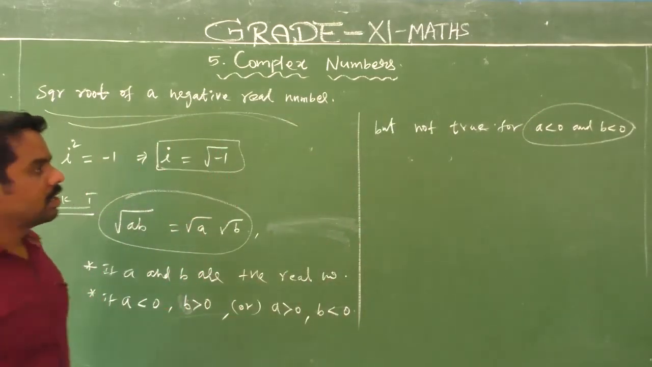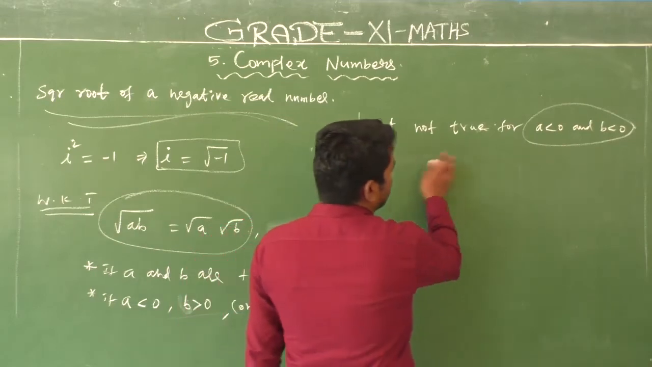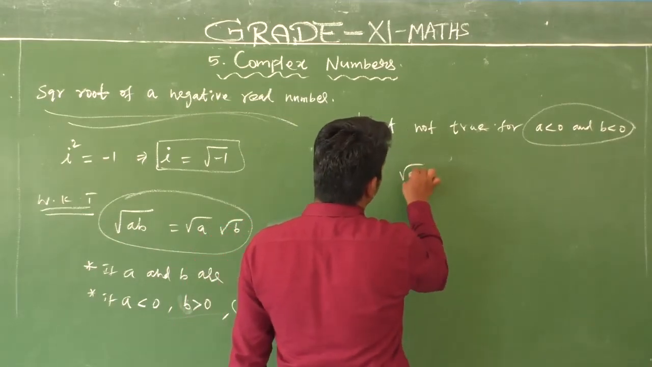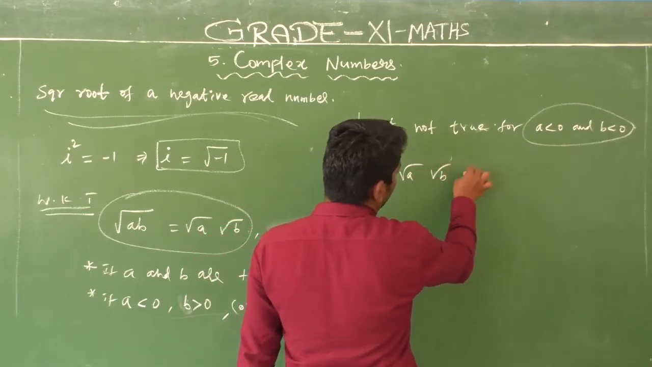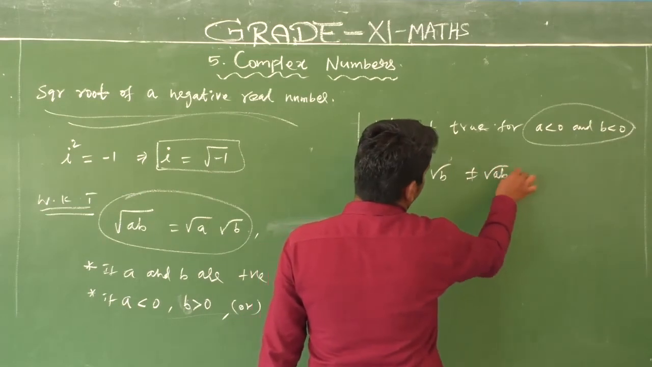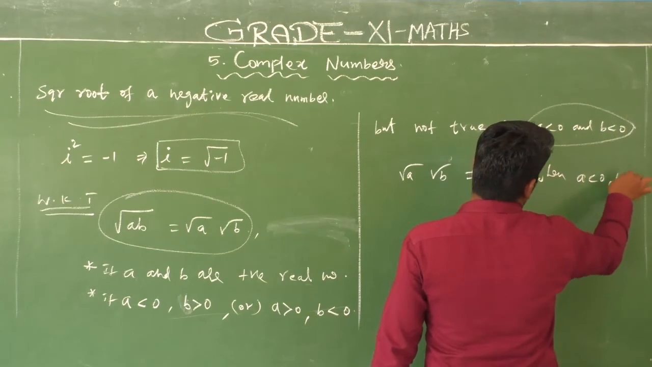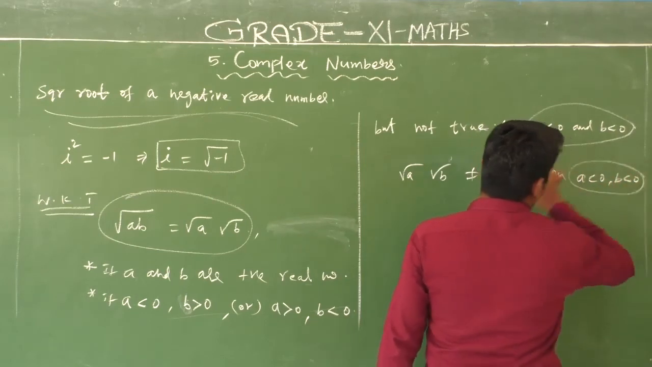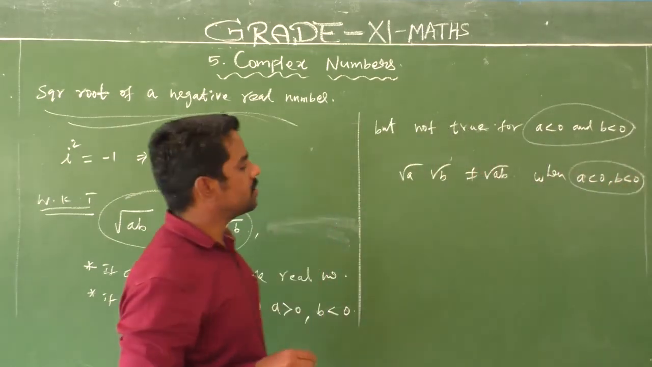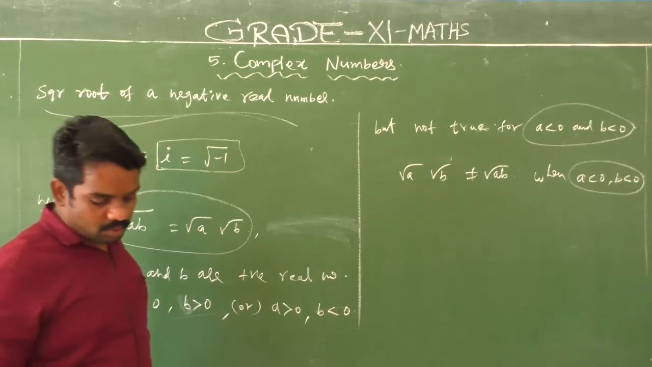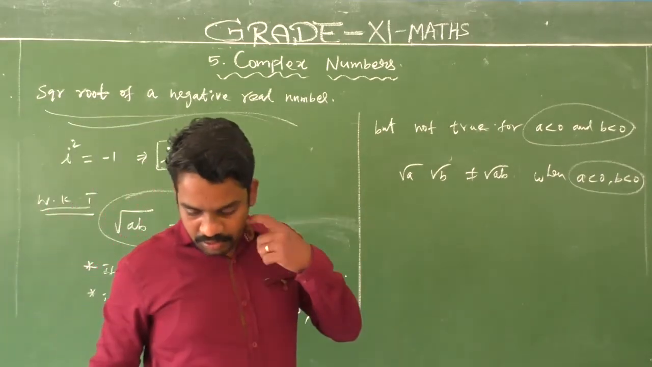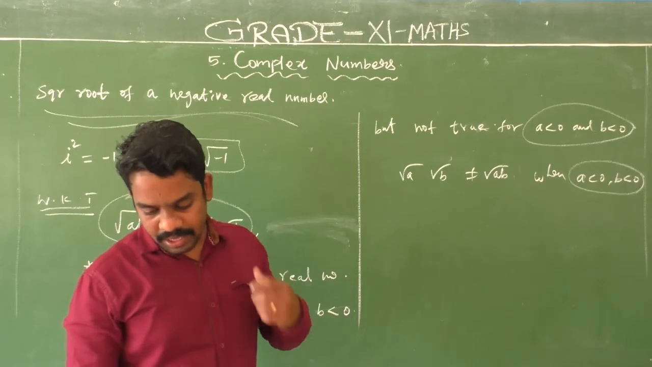Here root A into root B is not equal to root of AB when A is less than 0 and B is less than 0. So root A into root B is not equal to root of AB.